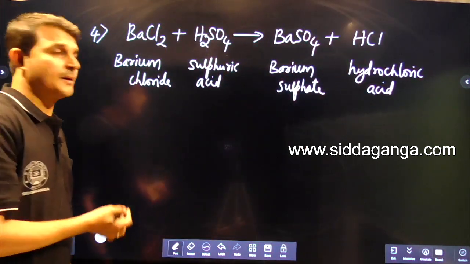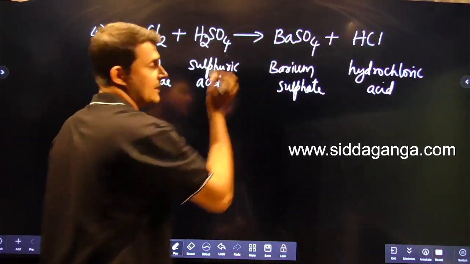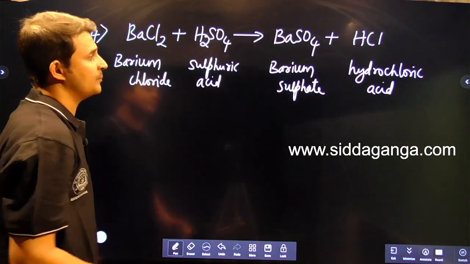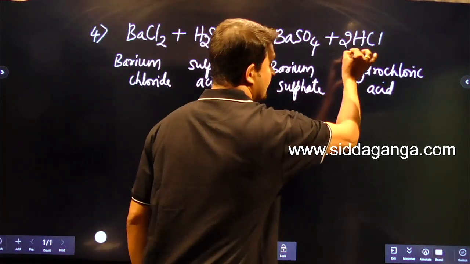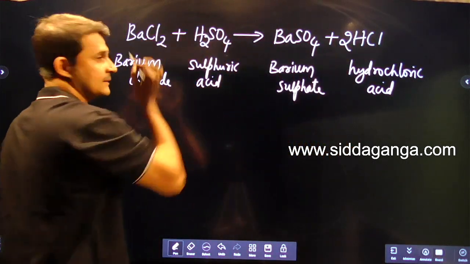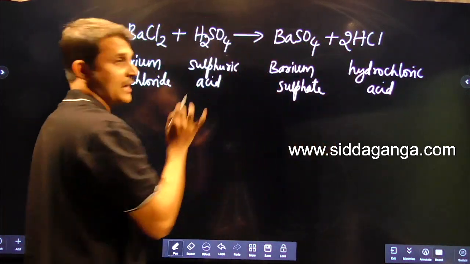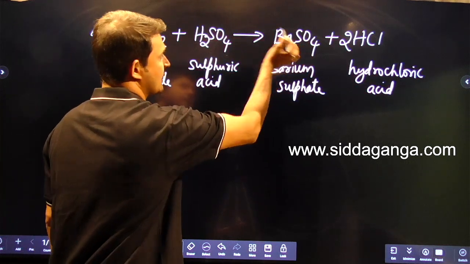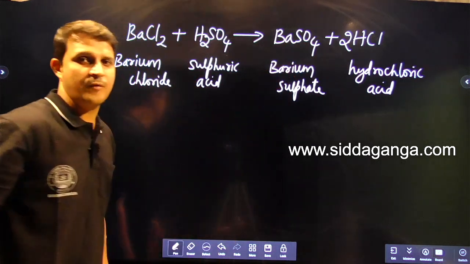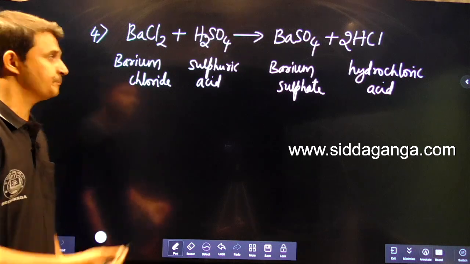Now let's balance this equation. Barium 1 atom on the left side, here also 1 atom, balanced. Chlorine atoms are 2 in number, here only 1, let us make it 2 here, 2 HCl. So the Cl atoms are balanced. Hydrogen 2 atoms, here also 2 hydrogen atoms, balanced. Sulfur 1 and 1, that is also balanced. Oxygen here 4 atoms, here also 4 atoms. So it is a balanced chemical equation.